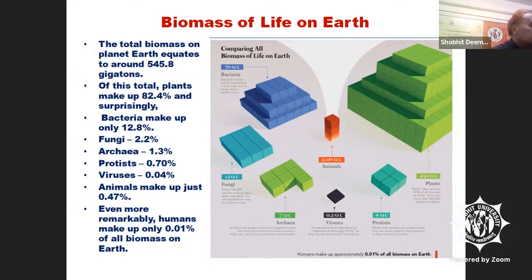And if these microbes are killed, you can see that insect pollinators have already reduced. Just think, if there will be no insects, what will happen to this earth? There will be no pollination, and you will not find any seeds, any fruits.